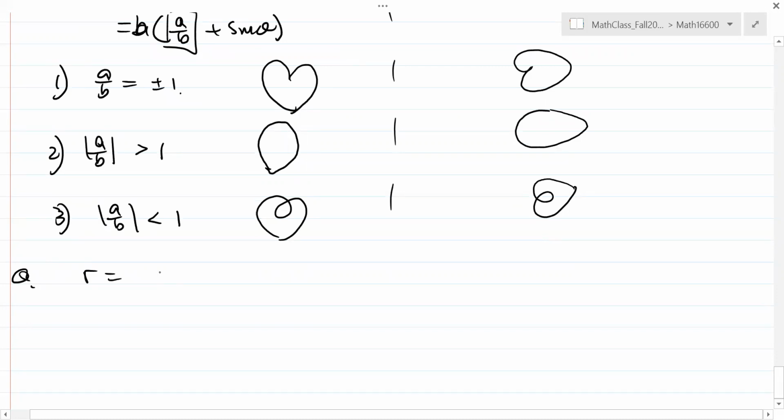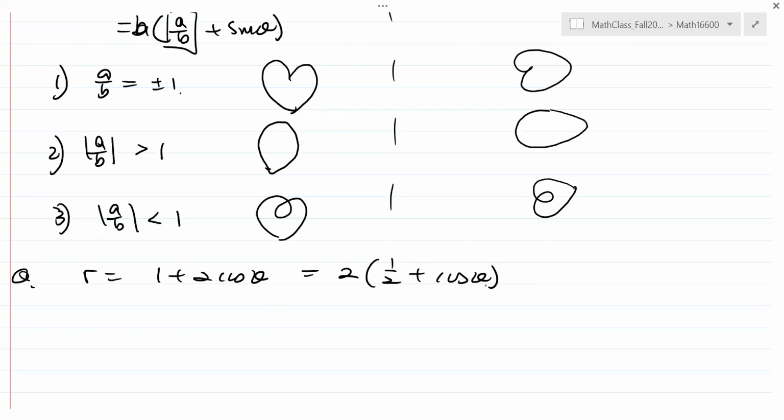So take a look at this for example. r equals 1 plus 2 cosine theta. We take a 2 out, it's going to be 1/2 plus cosine theta. So 1/2 plus cosine theta definitely somewhere is negative. For some theta, it's negative. Maybe we can figure out for what kind of theta it's negative.